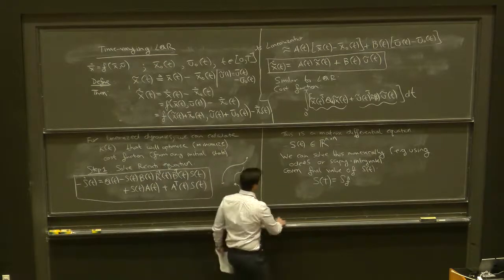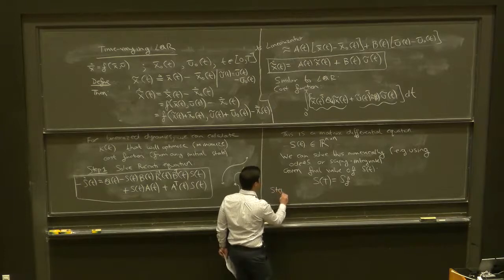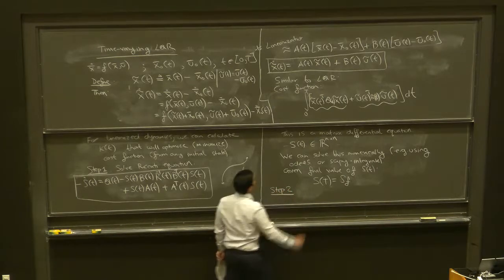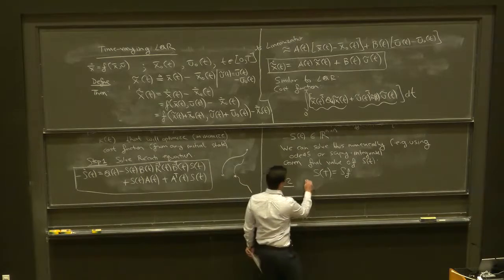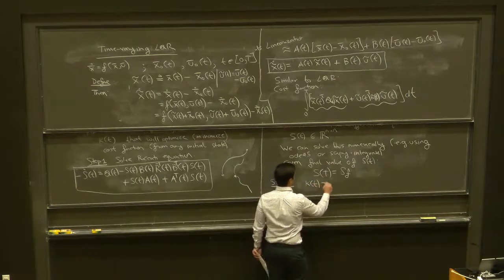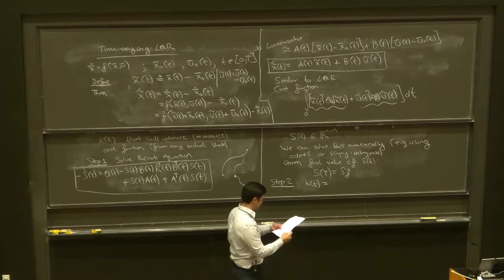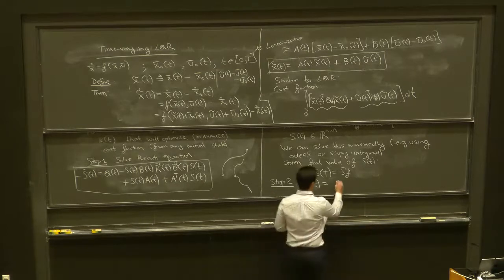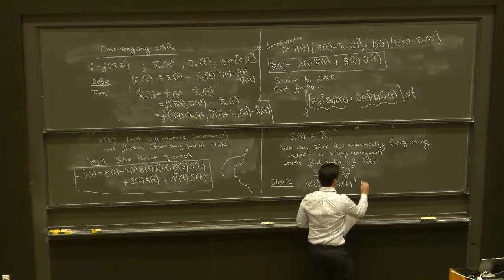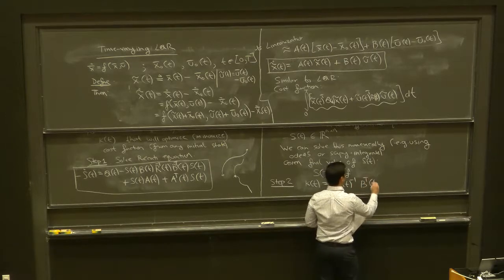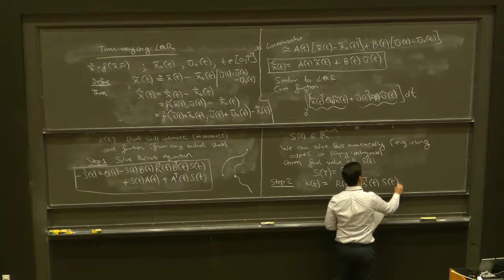And then the second step, to actually get the feedback controller, is relatively straightforward. So K of t, let me just get the signs correct. So K of t is R inverse B times S of t.